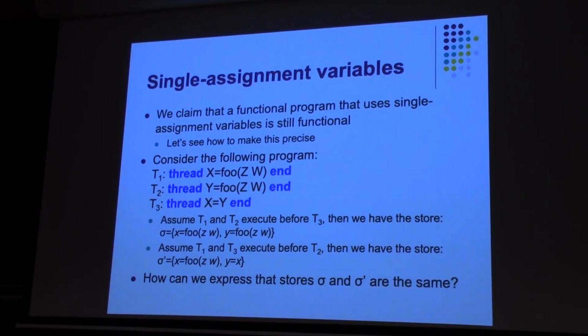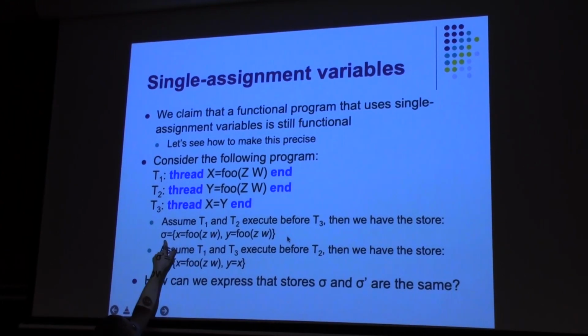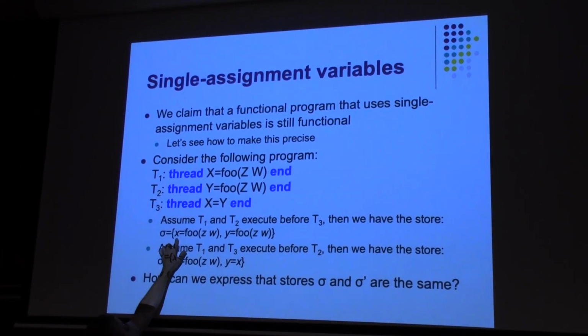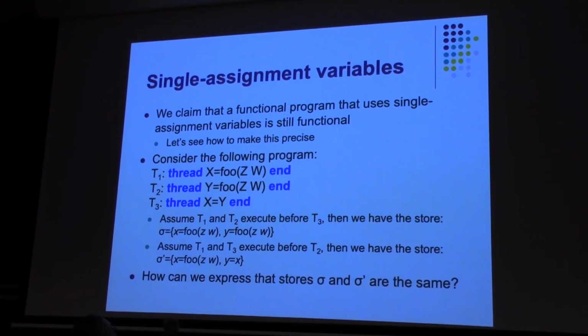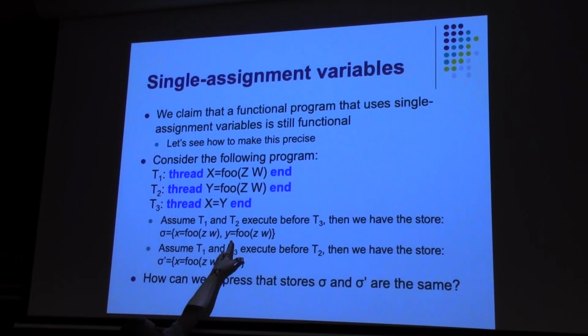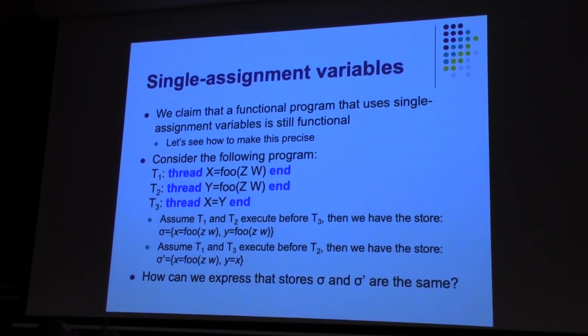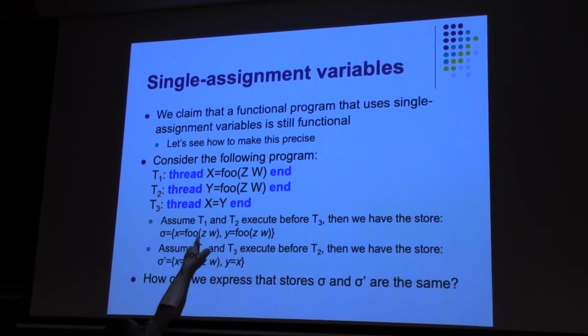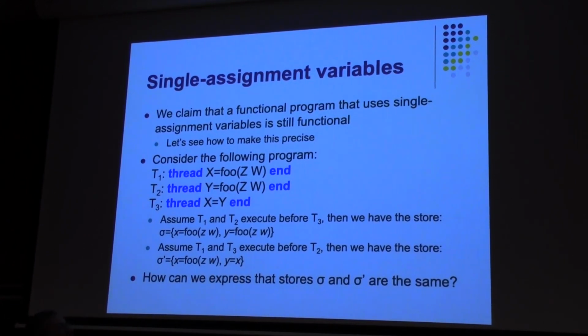Now, depending on how you execute this, we can get different bindings in the store. If we start by executing T1 and T2, then we will bind x equal to this foo thing. This is the store sigma, a set of bindings, variable equals something: x equals this foo thing, and y equals also foo. And then x = y will verify that x is equal, and it's done.